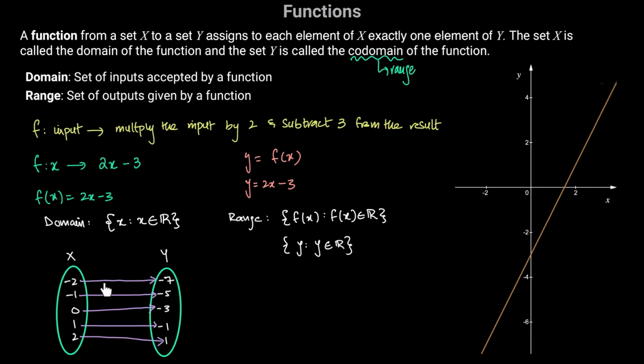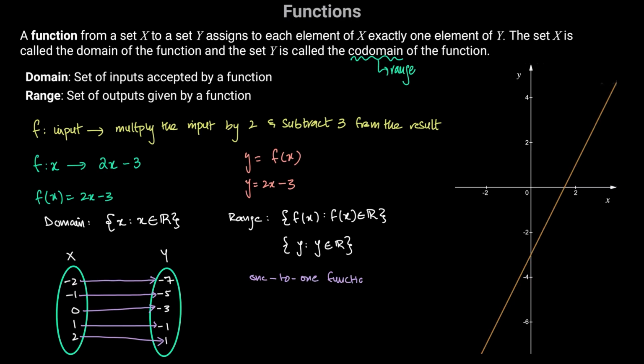So if the input is -2, the output is -7. If the input is 0, the output is -3. No matter what the input, we're getting exactly one output. However, what we also notice over here is that if we change the input, we get a different output. In other words, if the inputs are different, then the outputs will also be different. This type of function is called a one-to-one function.